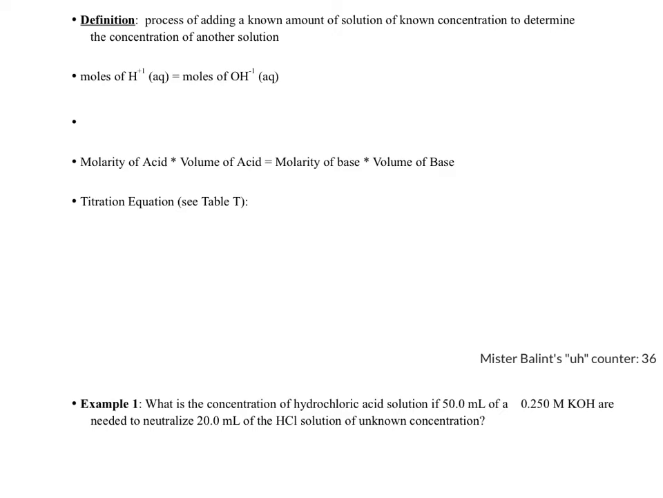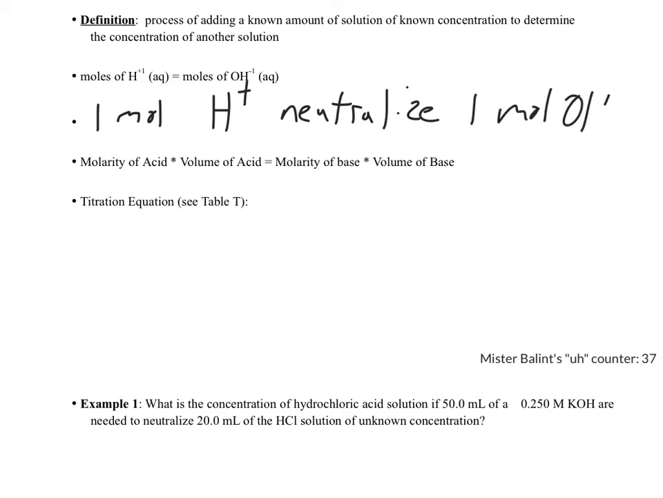The point being that 1 mole of H+ should neutralize or cancel out 1 mole of OH-. And the way that you can tell that is by the charges. That was not an arrow. 1 mole of H+ should cancel out or neutralize 1 mole of OH-. That's the basic principle behind titration and behind neutralization.